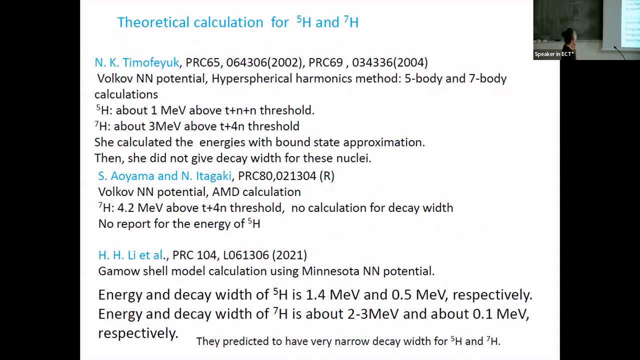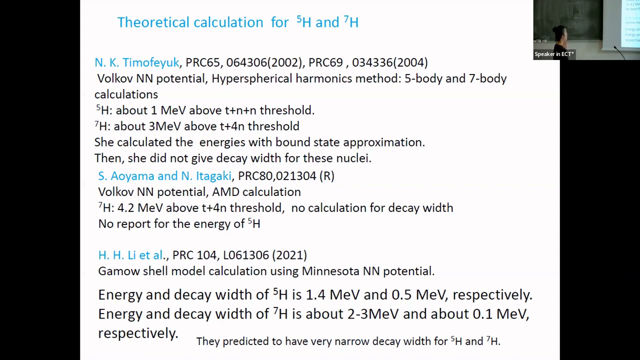Timofeyuk calculated hydrogen-5 and hydrogen-7 using the Volkov NN potential within the framework of the hyperspherical harmonics model. She calculated the 5-body and 7-body cases, and reported the energy is around 1 MeV above the triton plus 2n threshold. In hydrogen-7, she said 3 MeV above the triton plus 4n threshold. But she calculated the energy with a bound-state approximation, and did not give any decay width for these two nuclei.